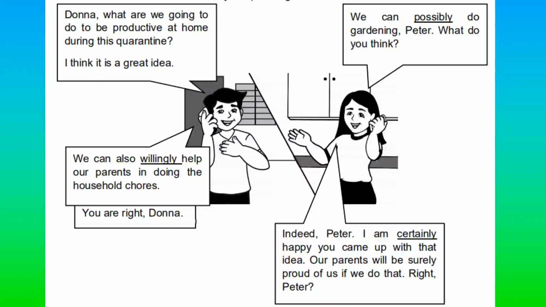What do you think of the ideas of Peter and Donna? Would you do the same activities? Notice the underlined words. Possibly, willingly, certainly. What do you think are these words? Correct. These words are called modal adverbs. In the previous lesson, you learned about modal verbs and modal nouns. This time, you will learn about modal adverbs.